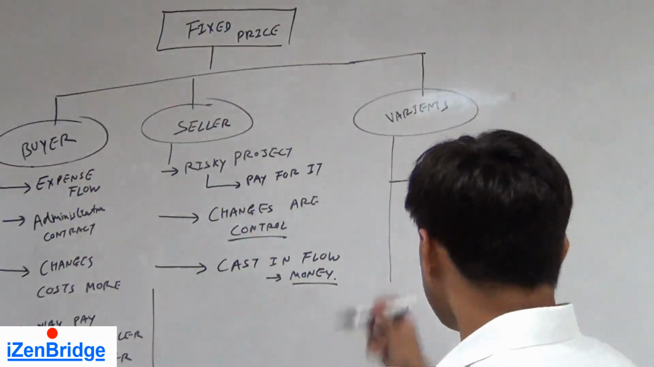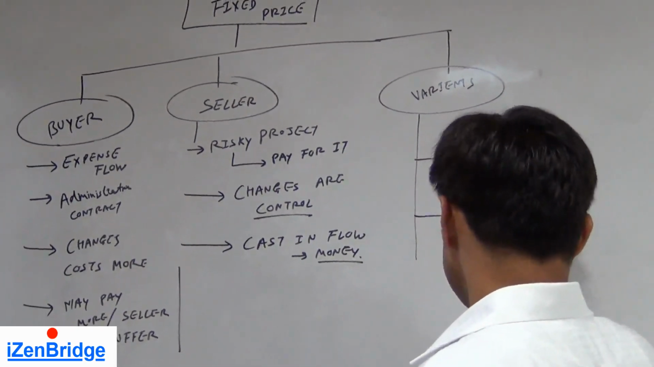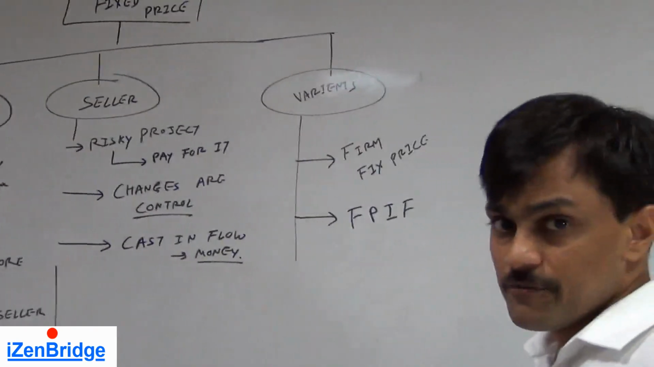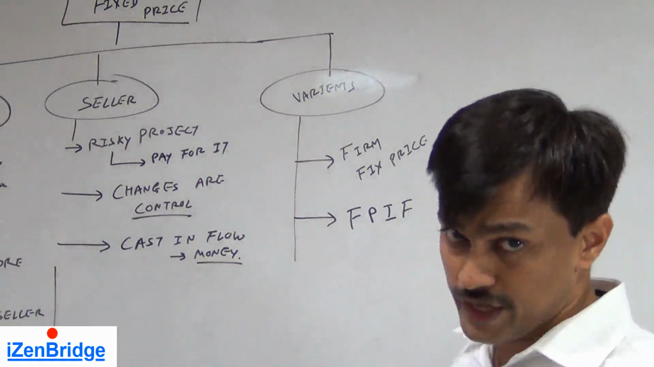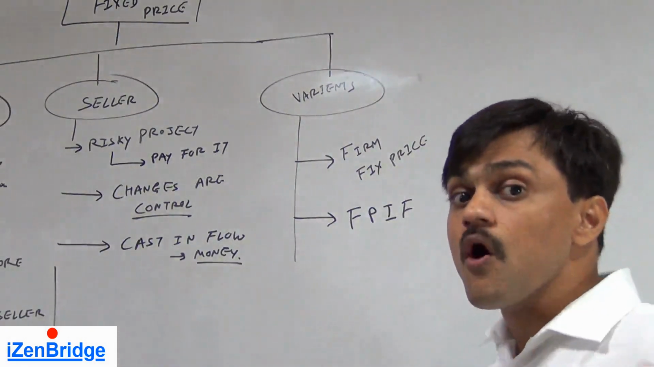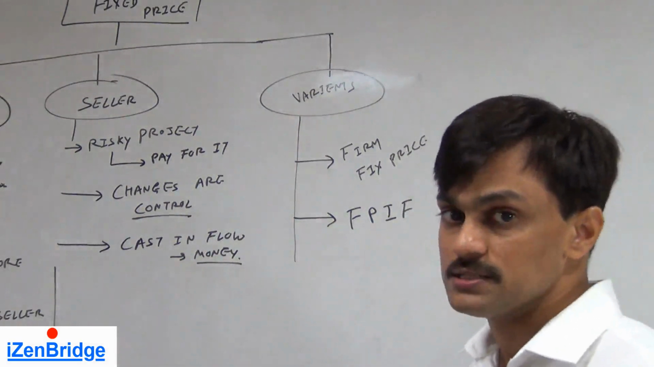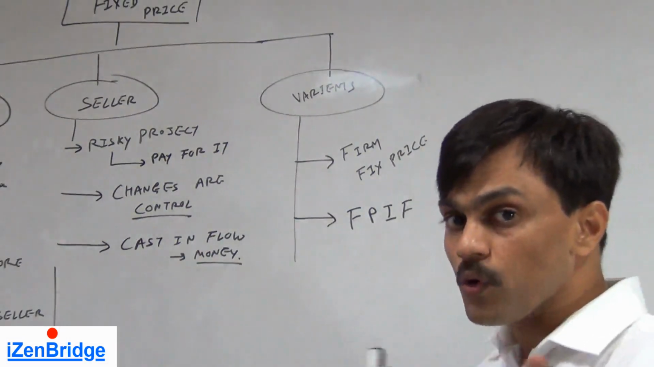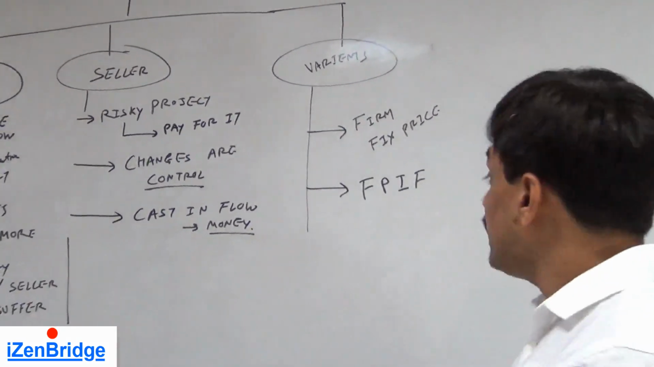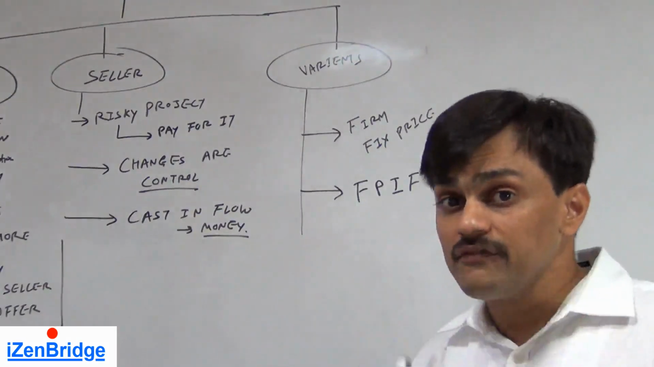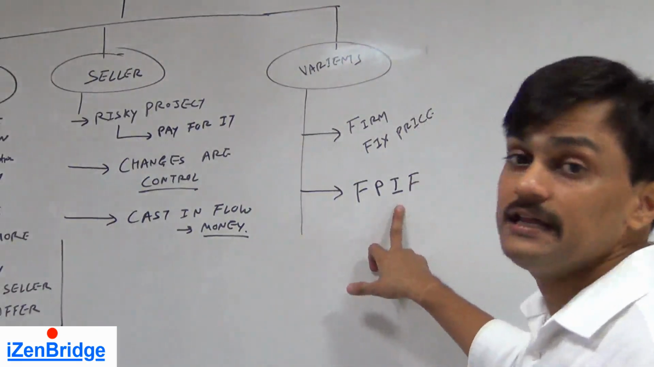The second variant of the fixed price contract could be fixed price with incentive fee, FPIF. In this, the price is fixed, but if you meet some of the performance criteria, like if you deliver 1 month in advance, I as a buyer am willing to pay you 10,000 for that early delivery. So in this contract, we try to identify conditions which can qualify the seller for an incentive fee.